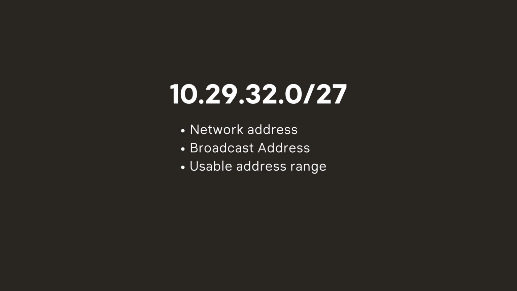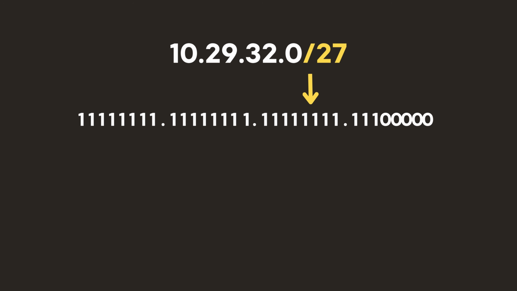10.29.32.0/27, and identify the following: network address, broadcast address, usable address range, and number of usable IPs. The first thing to do is to translate the subnet mask to a series of ones and zeros. The number in the subnet mask indicates the number of ones. We have /27, therefore 27 ones and 5 zeros.